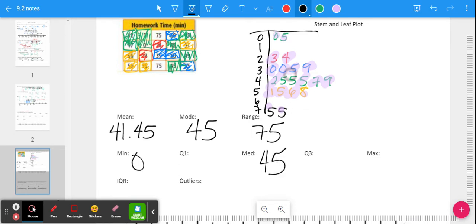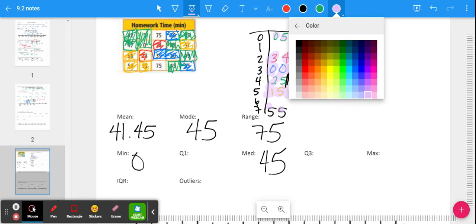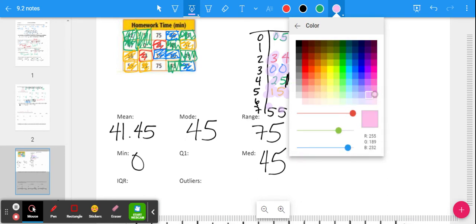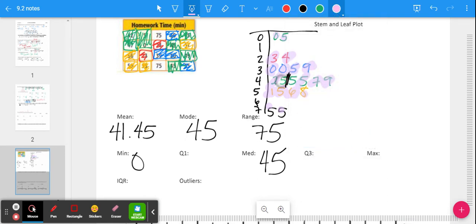Now my Q1, so I know my median was right here. So Q1 is the middle number in the lower half. So if I do the same thing, I have crossed it out. Oops. This one, that's hard to see. And it's going to be 30.